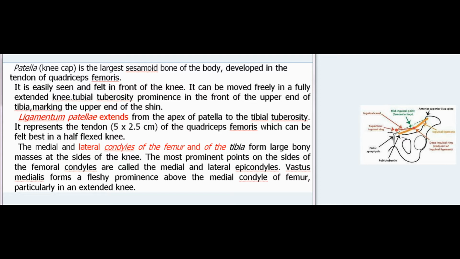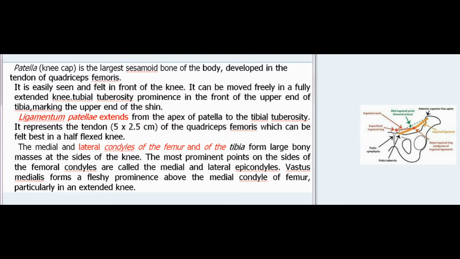The tibial tuberosity is a prominence in the front of the upper end of the tibia, marking the upper end of the shin. The ligamentum patellae extends from the apex of the patella to the tibial tuberosity. It represents the tendon, 5 x 2.5 cm, of the quadriceps femoris, which can be felt best in a half-flexed knee.